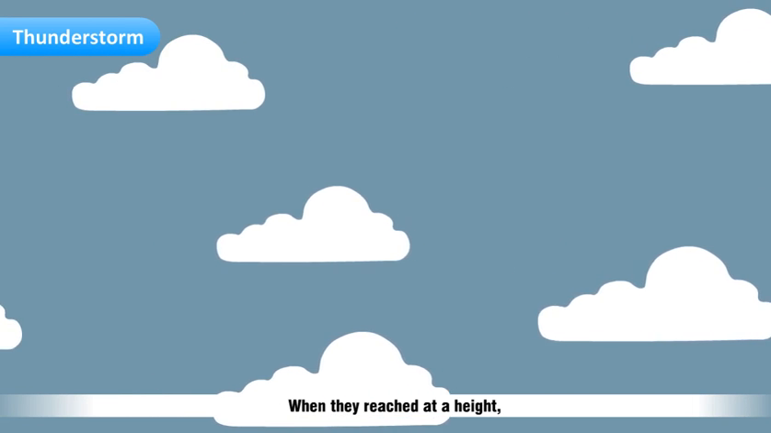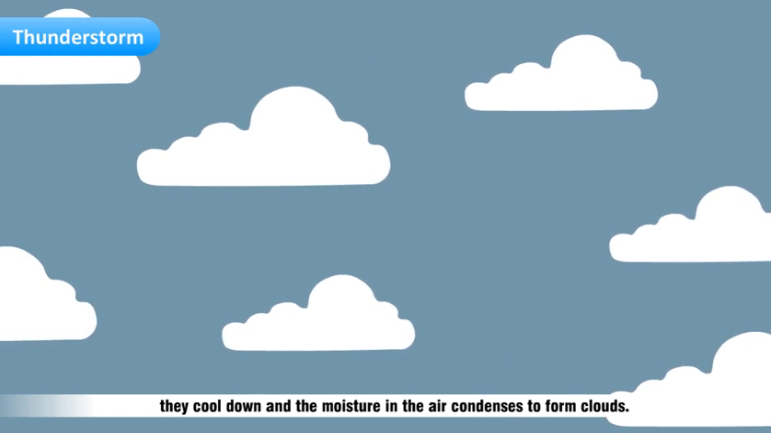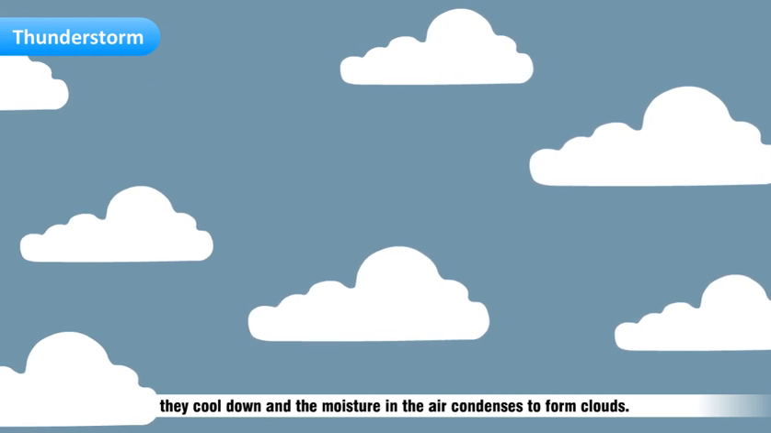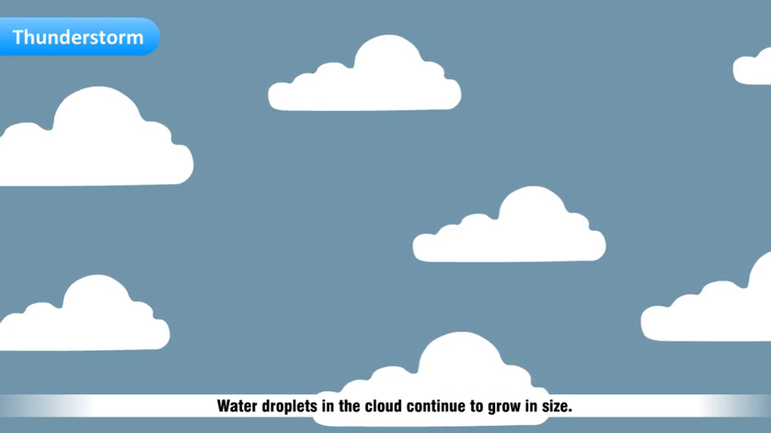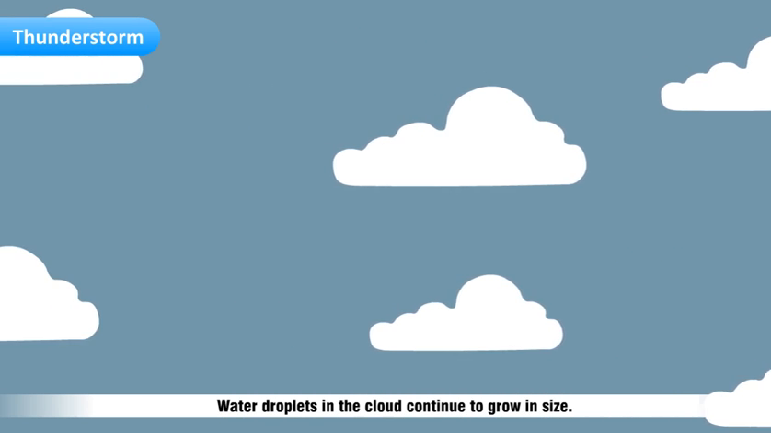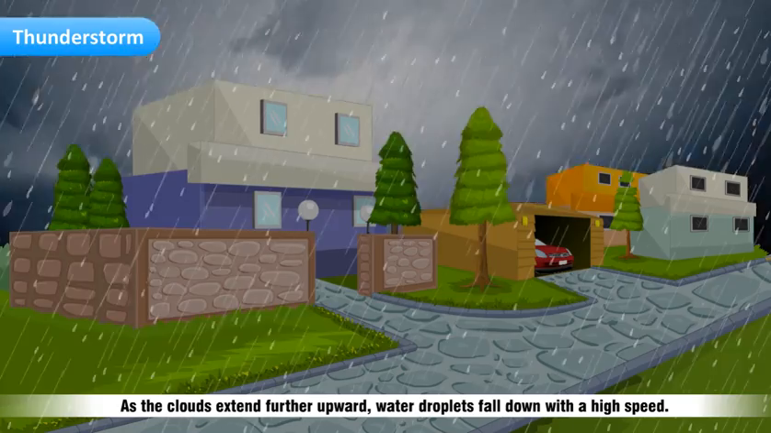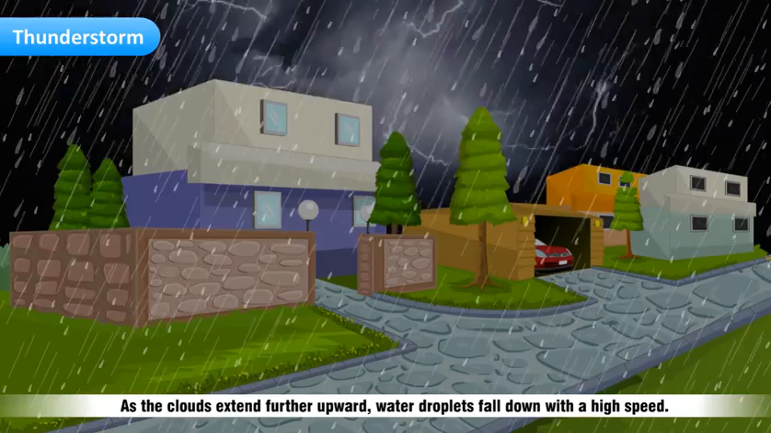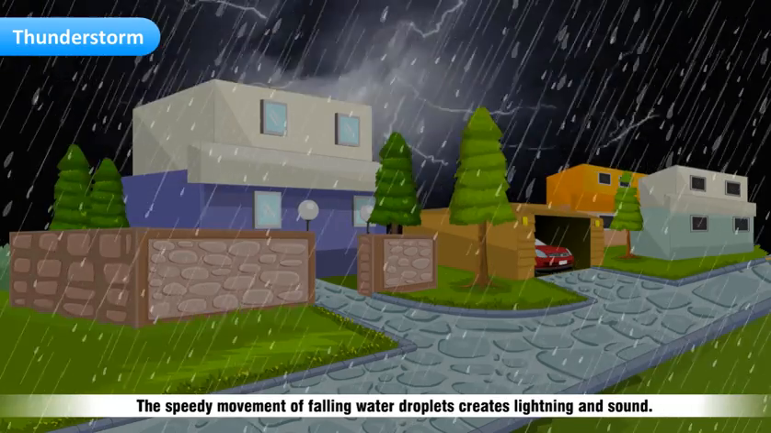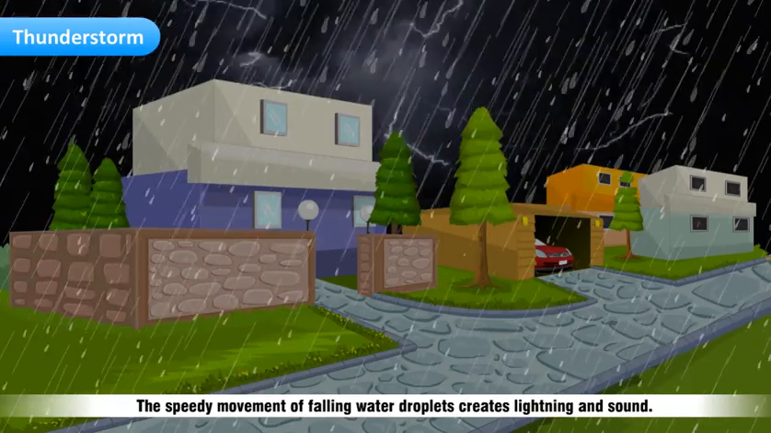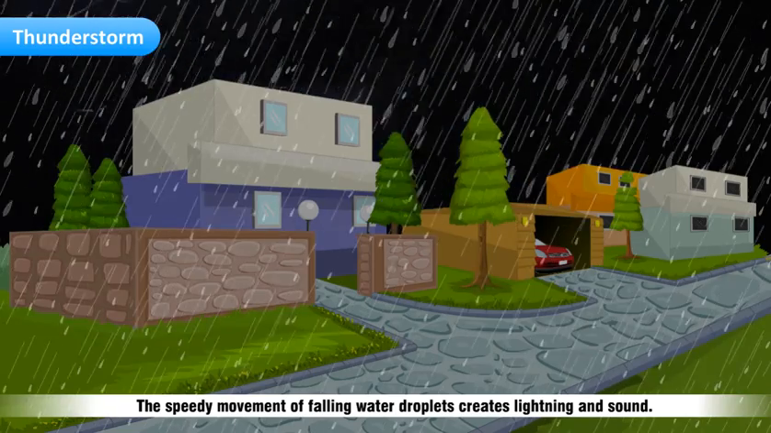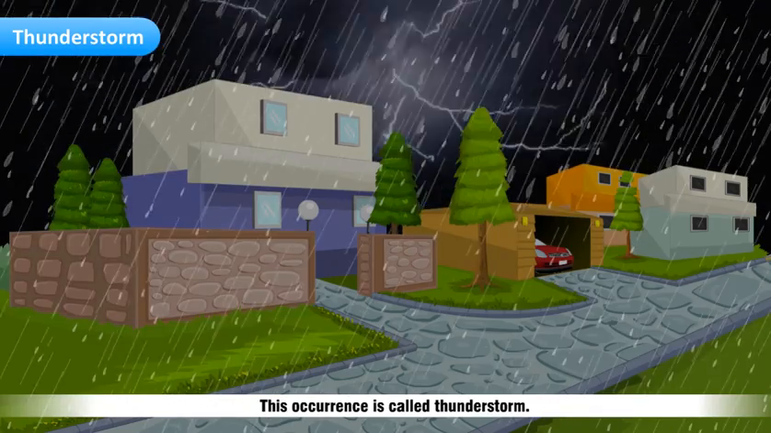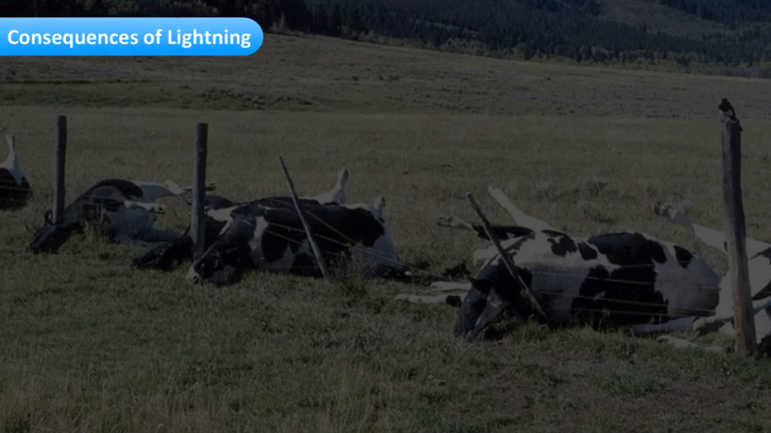When they reach a height, they cool down and the moisture in the air condenses to form clouds. Water droplets in the cloud continue to grow in size. As the clouds extend further upward, water droplets fall down with a high speed. The speedy movement of falling water droplets creates lightning and sound. This occurrence is called a thunderstorm.